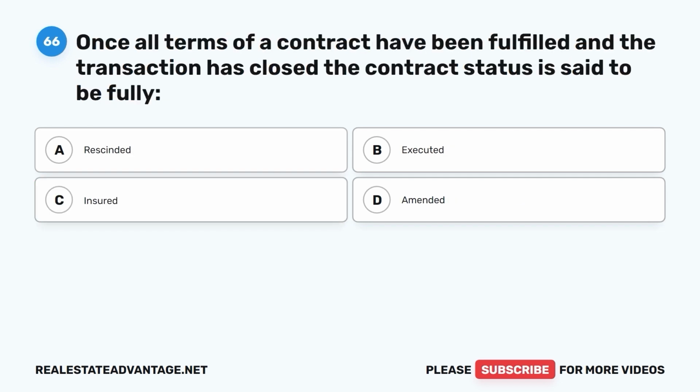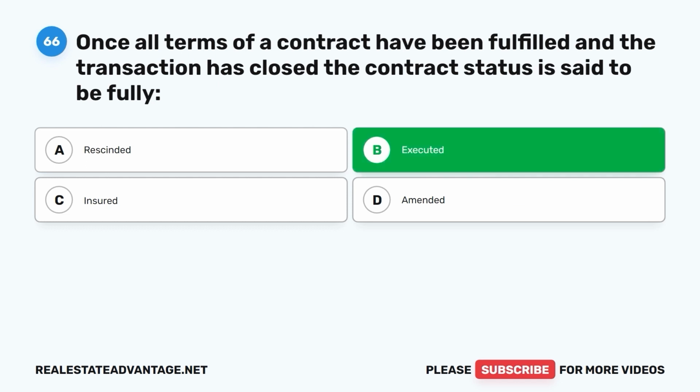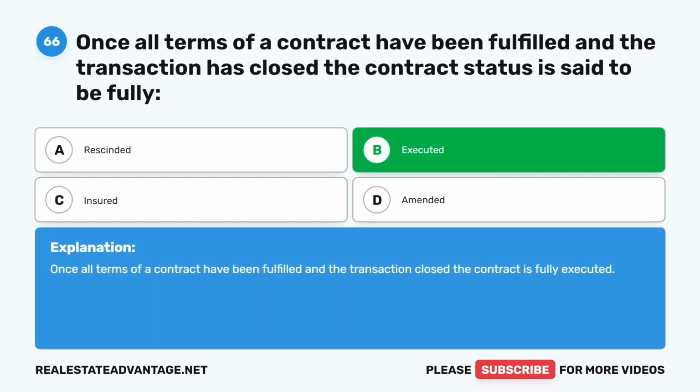Question 66. Once all terms of a contract have been fulfilled and the transaction has closed, the contract status is said to be fully A. Rescinded, B. Executed, C. Insured, D. Amended. The correct answer is B. Executed. Once all terms of a contract have been fulfilled and the transaction closed, the contract is fully executed.